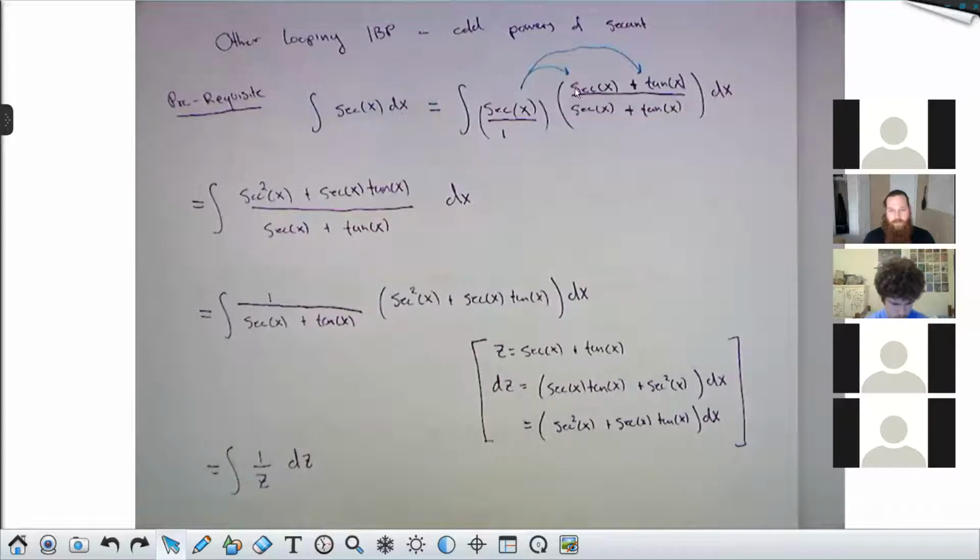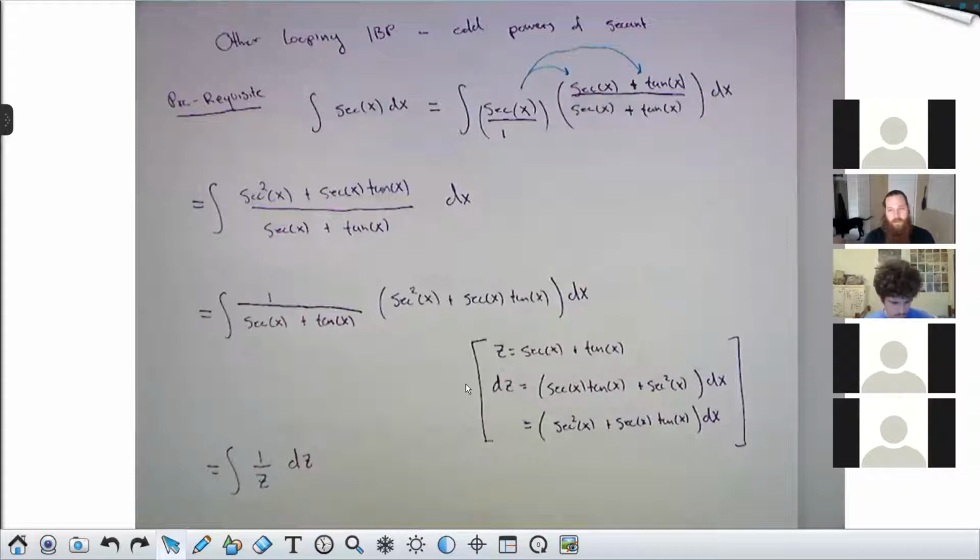But it's 1, right? Secant plus tangent over secant plus tangent, that is 1. So I'm allowed to do it in the same way that I'm allowed to multiply by 5 over 5 or root 2 over root 2. And it just happens to take this from a really hard to see answer to a much easier to see answer from here.